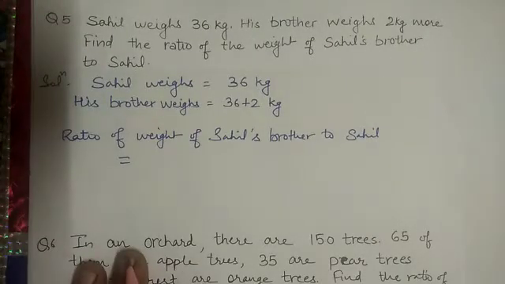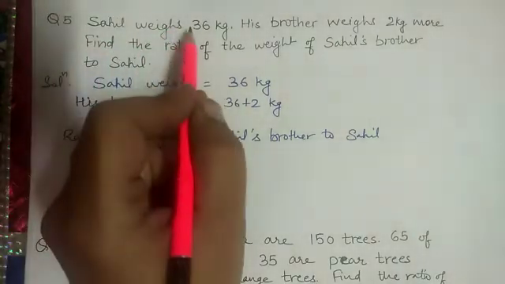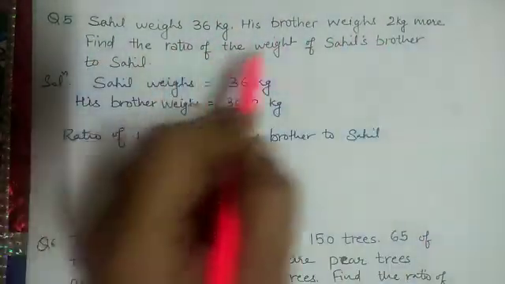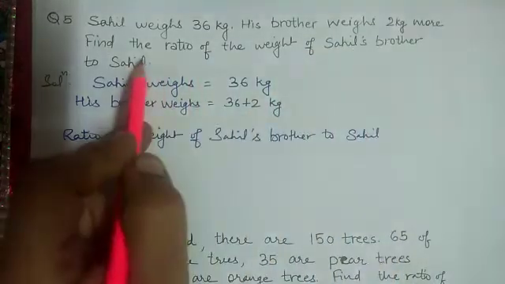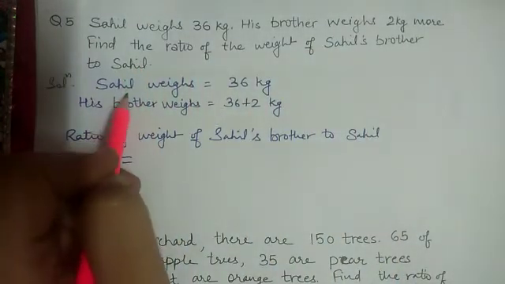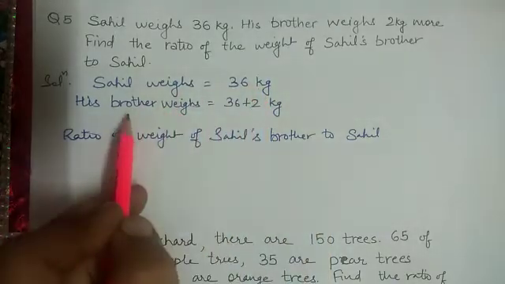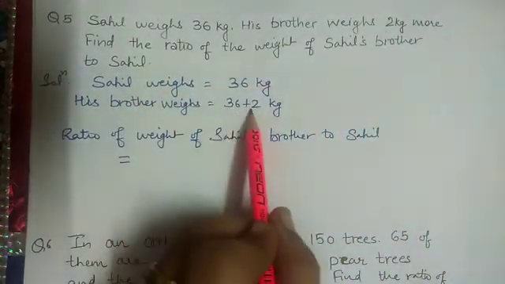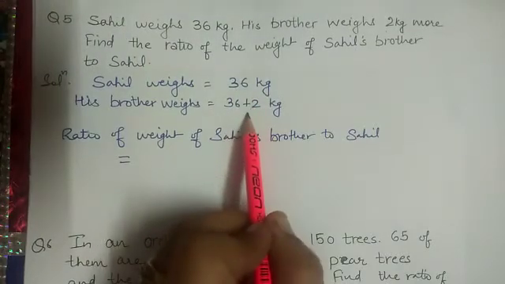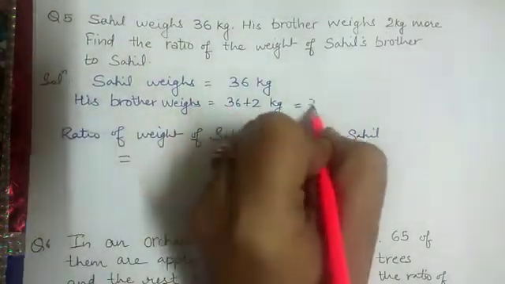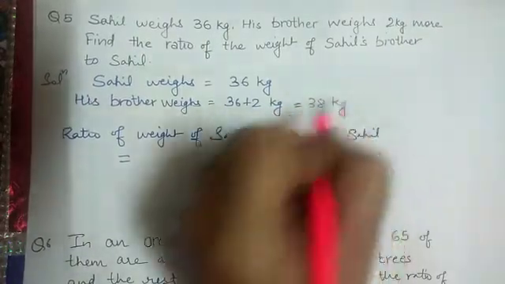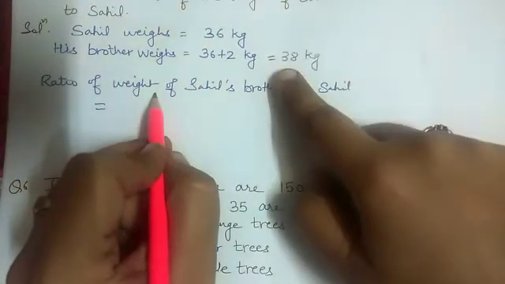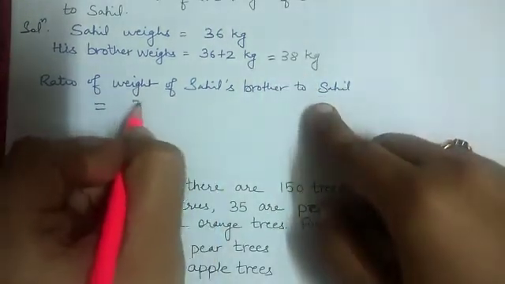After this, question number 5. Sahil weighs 36 kg, his brother weighs 2 kg more. Find the ratio of weight of Sahil's brother to Sahil. So we will write first of all Sahil's weight. His brother's weight is 2 kg more, so we will add 2 to the weight of Sahil, and it became 38 kg.